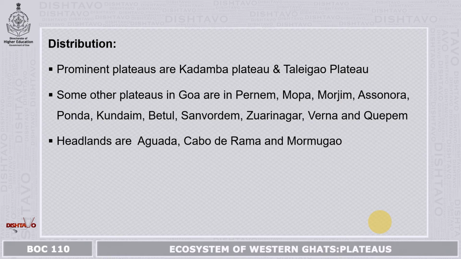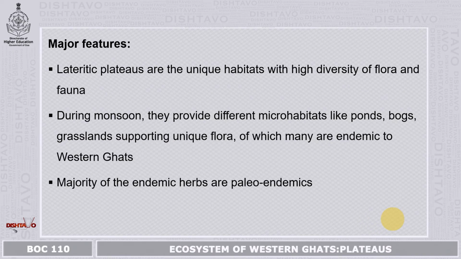Headlands are Agoda, Kaboderama and Mamgaon. Lateritic plateaus are unique habitat with high diversity of flora and fauna. During monsoon, they provide different microhabitats like ponds, bogs, grasslands. All these support unique flora, of which many are endemic to Western Ghats. Majority of the endemic herbs are paleo-endemics. Paleo-endemics means they are more recent, but they are restricted to only our Western Ghats. Throughout the world, nowhere you will find these endemics.